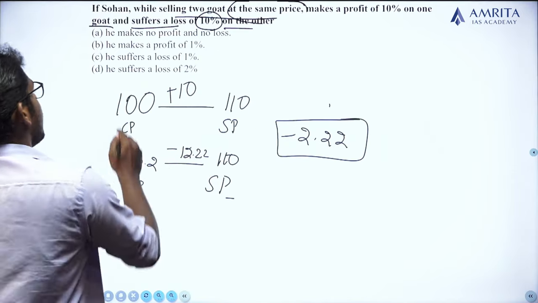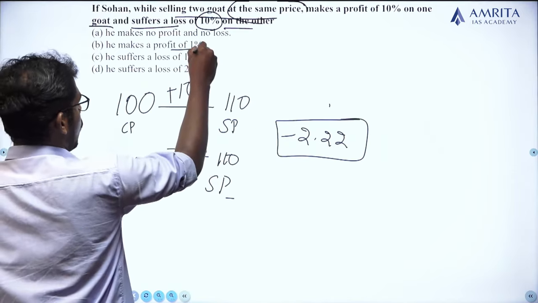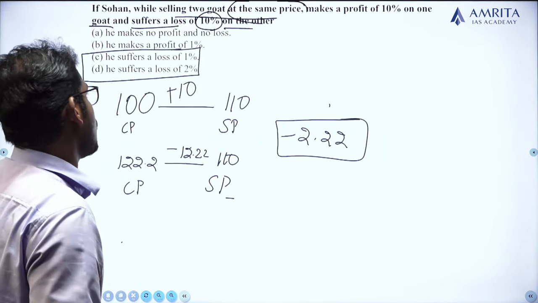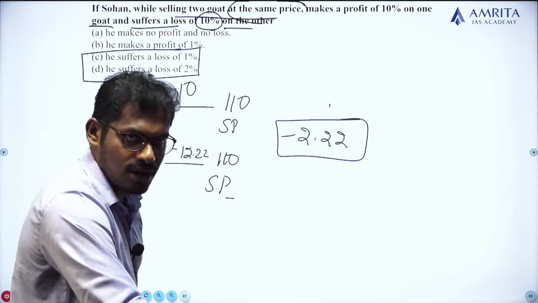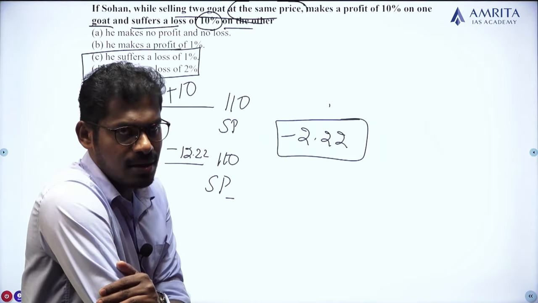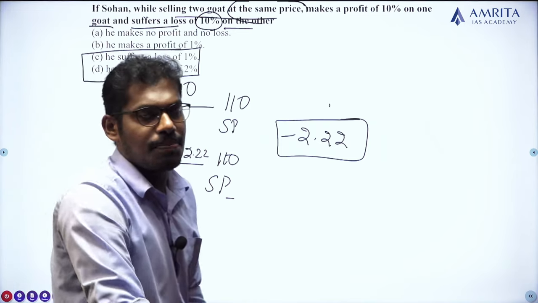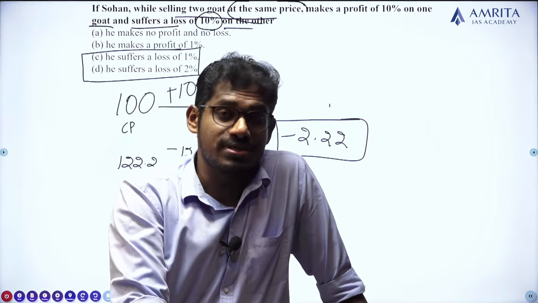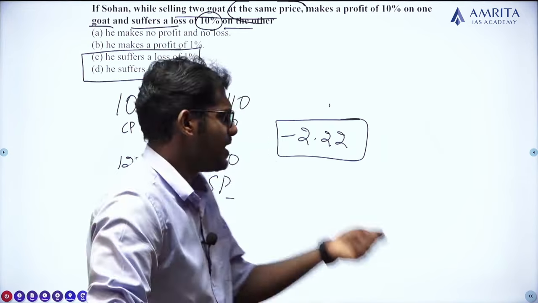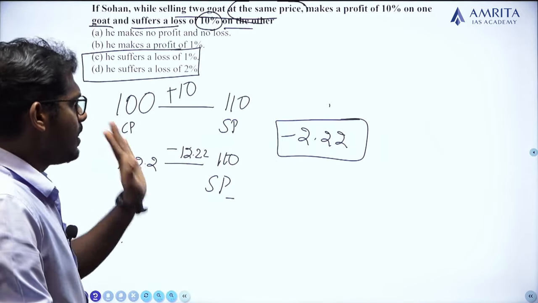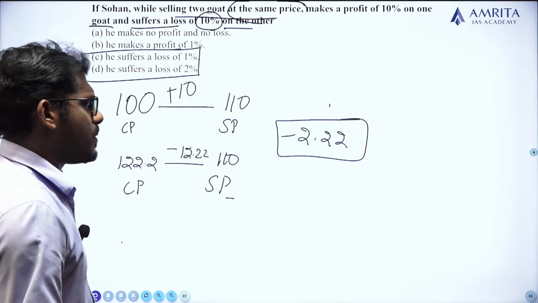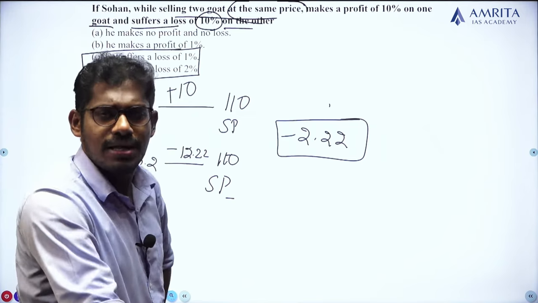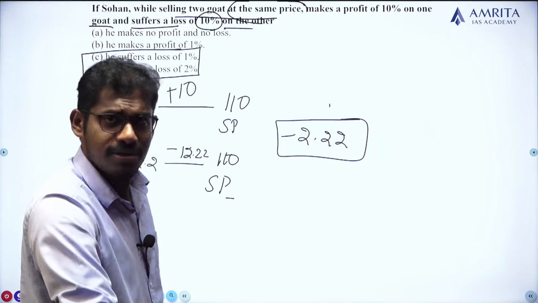Clear? So actually he faced a loss. So the question is half done because two options are already gone. Options A and B are eliminated by understanding that the person has actually suffered a loss. Now we have to find out the loss percentage. Clear? Okay. Simple idea. The loss percentage can be obtained by taking the loss divided by the cost price into 100.